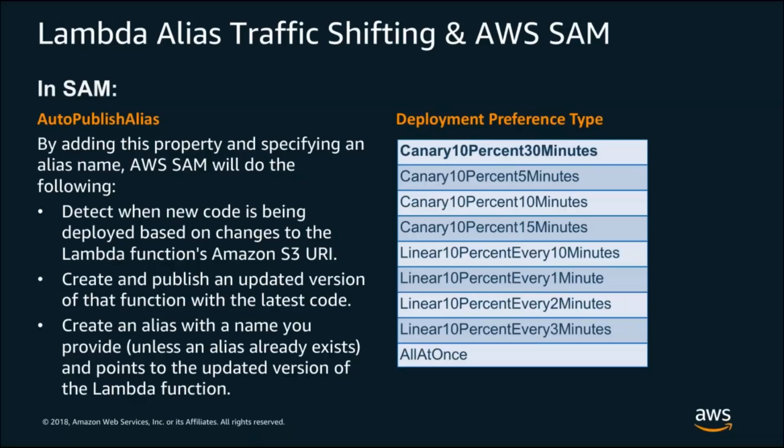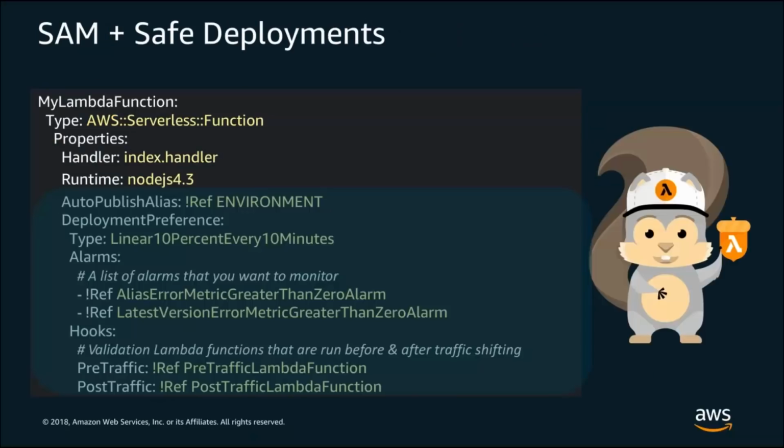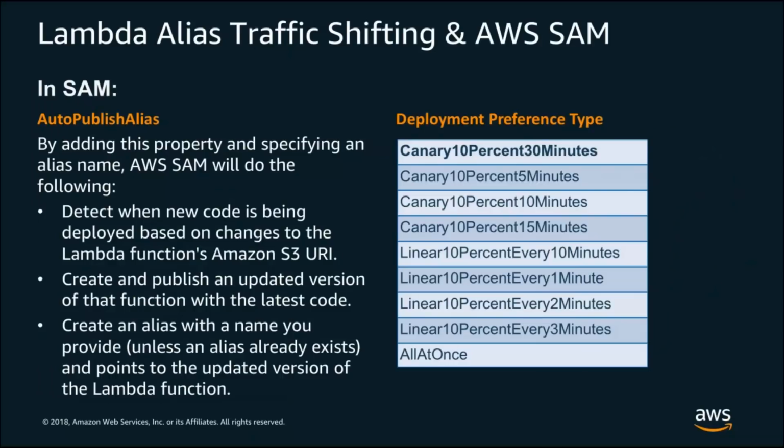So you see, for example, Canary 10%, 30 minutes. What this says is I'm going to deploy out to 10% of my traffic for just 30 minutes. And then you see various different versions of this. So Canary 10% 5 minutes, Canary 10% 10 minutes. And then we also see a linear model for deployment here. So linear 10% every 10 minutes means that every 10 minutes I'm going to ramp up the traffic by 10%. And so if we go back to the previous slide here, we can see that we are doing that linear 10% every 10 minutes.